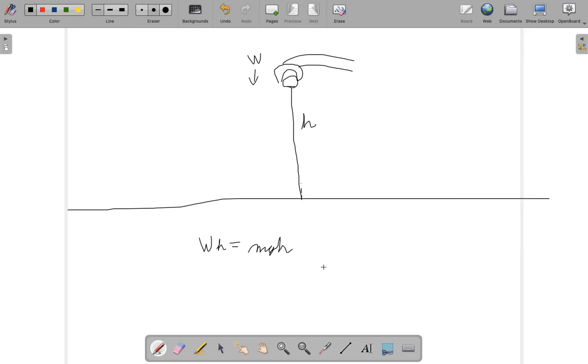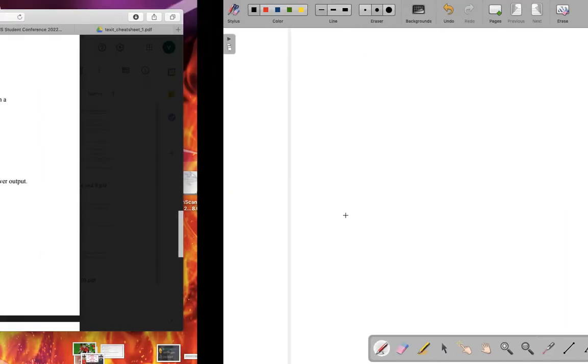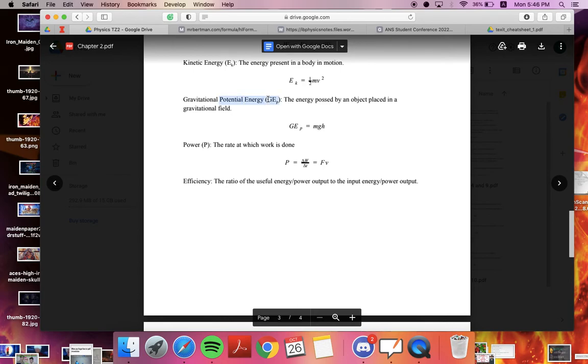So basically it's just how much work gravity can potentially act on an object. And note it's always relative, so it doesn't have to be the absolute height from somewhere. You can take the height relative to any certain point and just use that in your potential energy formula. And that is your potential energy, GPE.